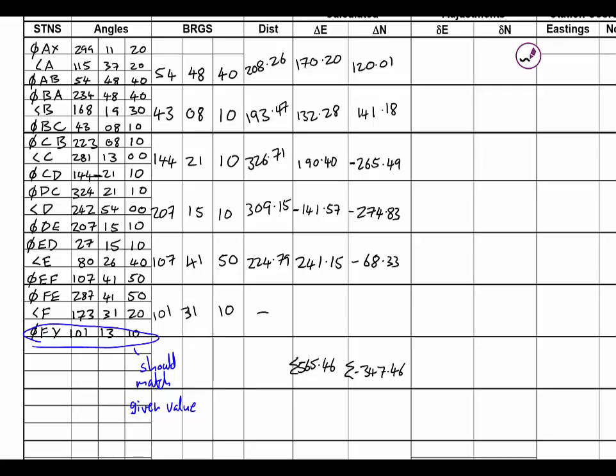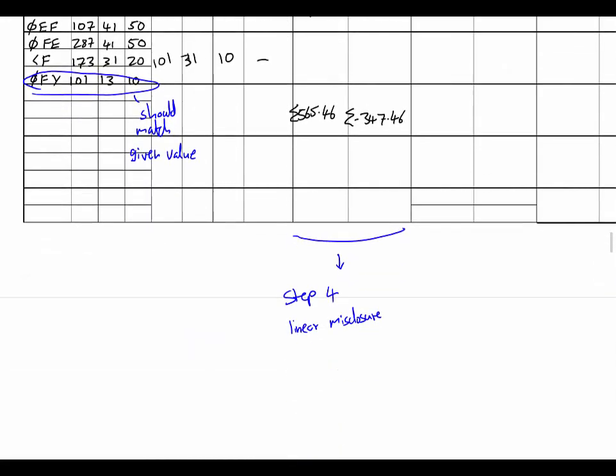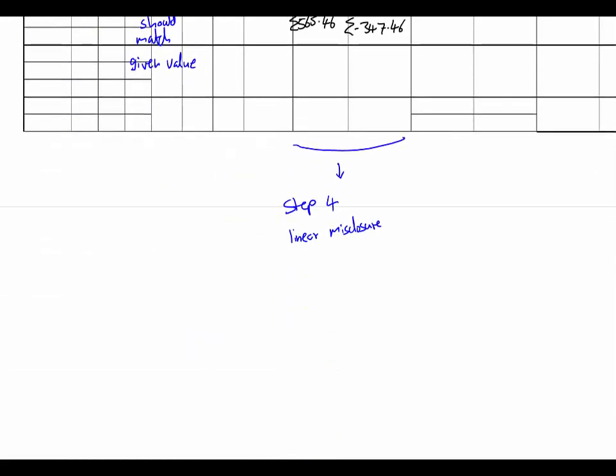Now we can check how accurate we are. We already know the coordinates of A and F. So we can work out the change in Eastings between A and F and the change in Northings between A and F from those known coordinates. And then compare them to these incremental changes in coordinates. That's what's going to give us step 4, which is our linear misclosure.